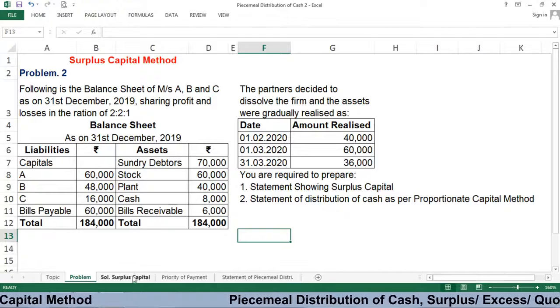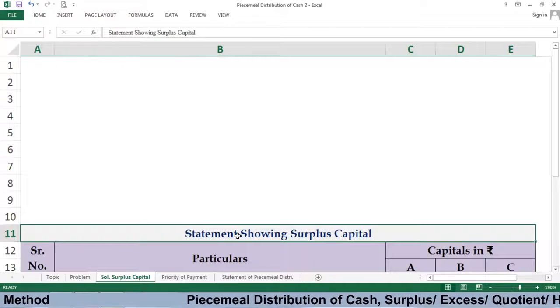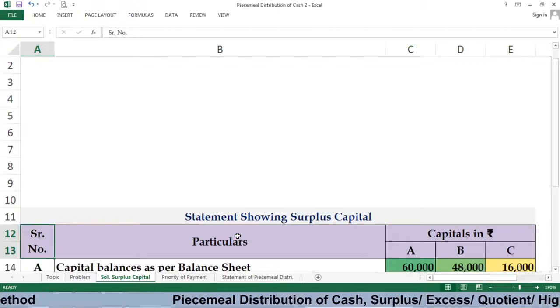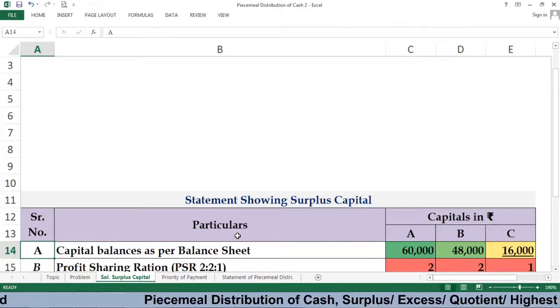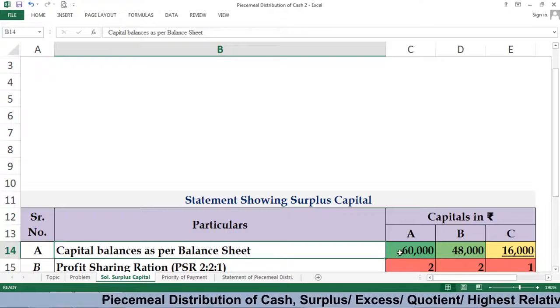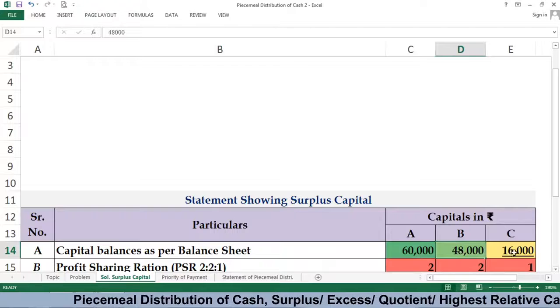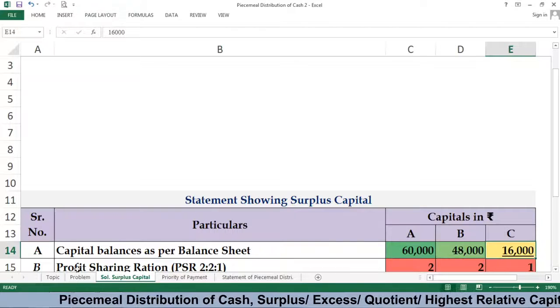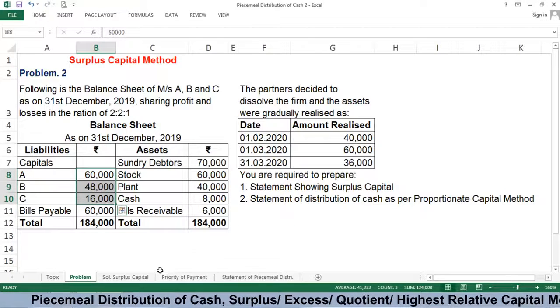So what is surplus capital? Surplus means an extra amount which is paid by a particular partner. So here let's start with our surplus capital. In the statement showing surplus capital, you have to draw 3 plus 2, that is 5 columns. First one is serial number, second one is particulars, and the last three columns are for capital of A, B and C. You have to put first of all the balances as per the balance sheet. So capital of A is rupees 60,000, B's capital is 48,000 and C's capital is 16,000. Here in the problem, it is given that 60,000, 48,000 and 16,000.